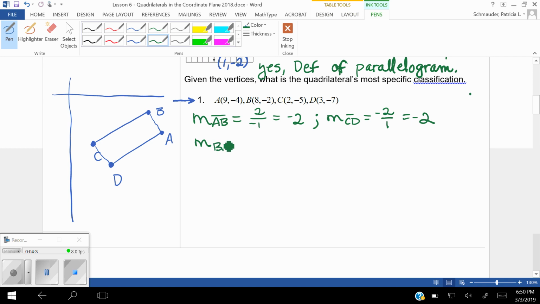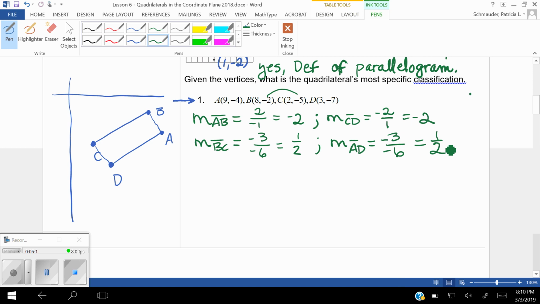That would be BC. Slope of BC is -5 plus 2, so that's -3. And 2 minus 8 is -6, so that's a half. The slope of AD is going to be negative 7 plus 4. So negative 3 over 3 minus 9, negative 6. So I got a half.